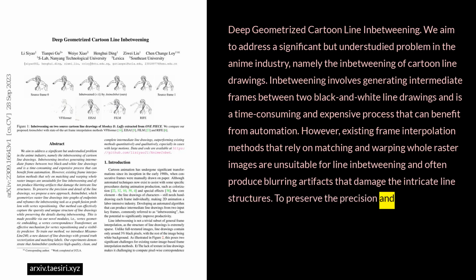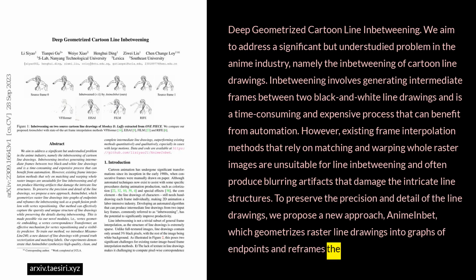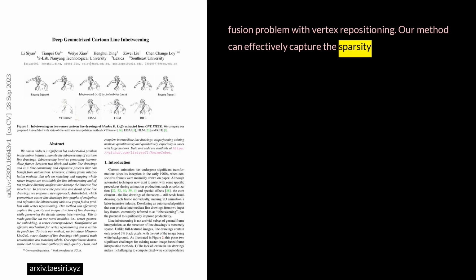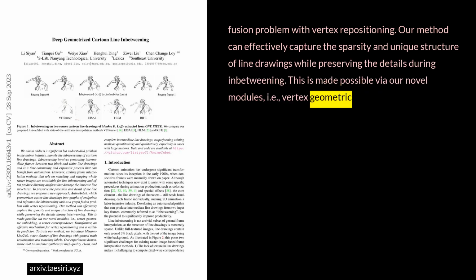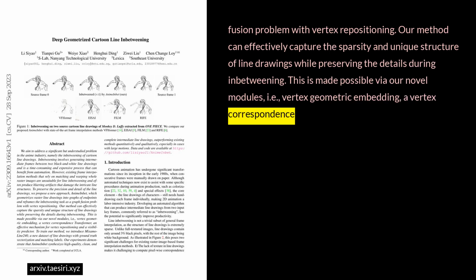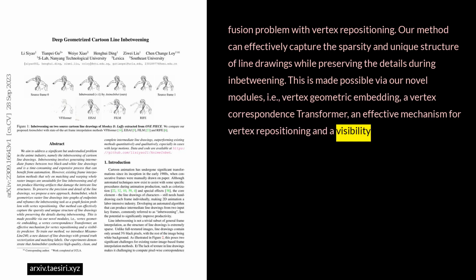To preserve the precision and detail of the line drawings, we propose a new approach, AnimeInbet, which geometrizes raster line drawings into graphs of endpoints and reframes the in-betweening task as a graph fusion problem with vertex repositioning. Our method can effectively capture the sparsity and unique structure of line drawings while preserving the details during in-betweening. This is made possible via our novel modules, that is, vertex geometric embedding, a vertex correspondence transformer, an effective mechanism for vertex repositioning, and a visibility predictor.